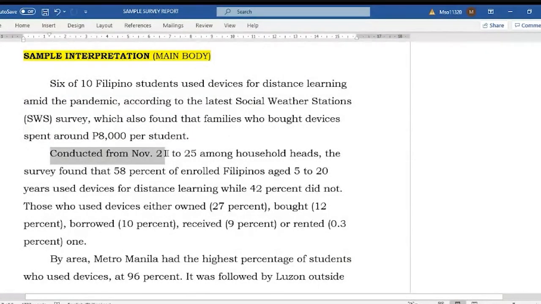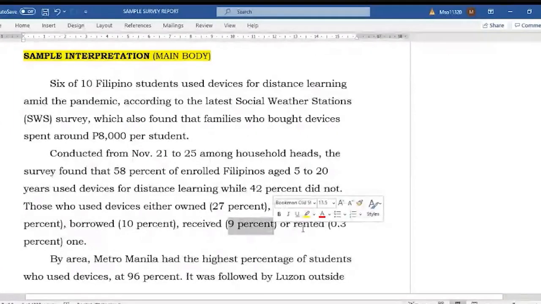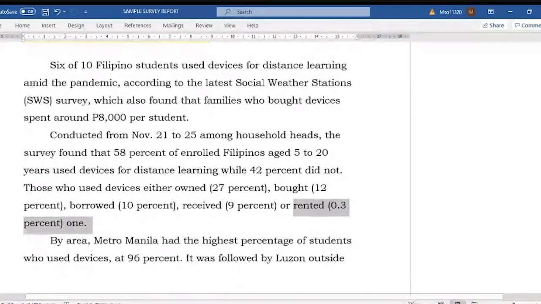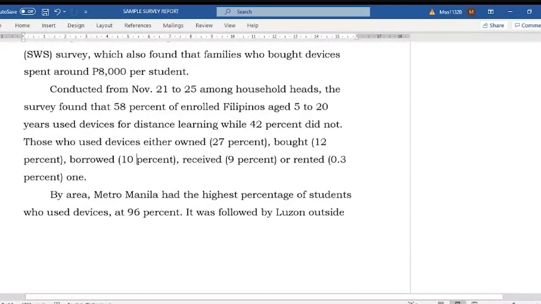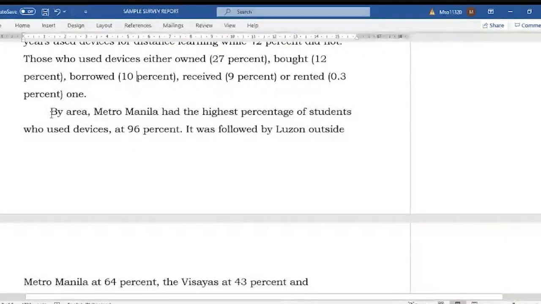So when was it conducted? It was on November 21 to 25. Among household heads, the survey found out that 58% of enrolled Filipinos aged 5 to 20 years use devices for distance learning, while 42% did not. Those who use devices either owned 27%, bought 12%, borrowed devices 10%, received 9%, or rented 0.3%. How did they come up with those percentages? Of course, they have floated their survey questionnaires. In here, the writer further described the study, the survey by area.